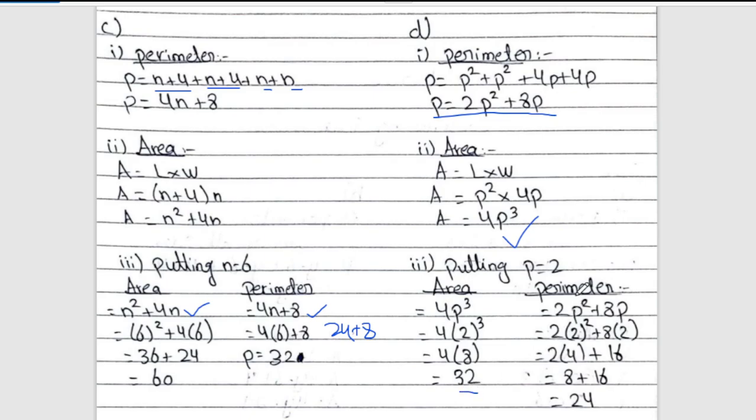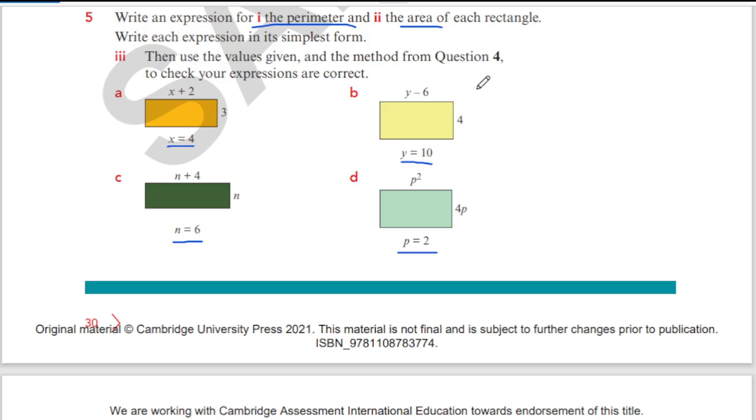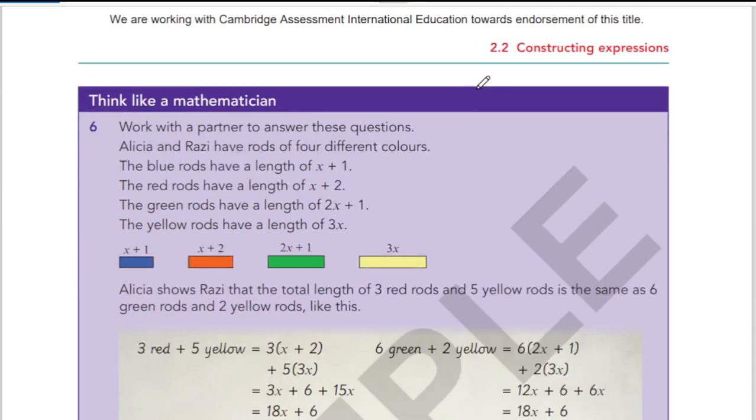To find the parameter, we put p is equal to 2: 2 into 2 square plus 8 into 2. 2 square is 4, 4 into 2 is 8, 8 into 2 is 16, 16 plus 8 is 24. So we are done with question number 5. Now we'll move to question number 6.